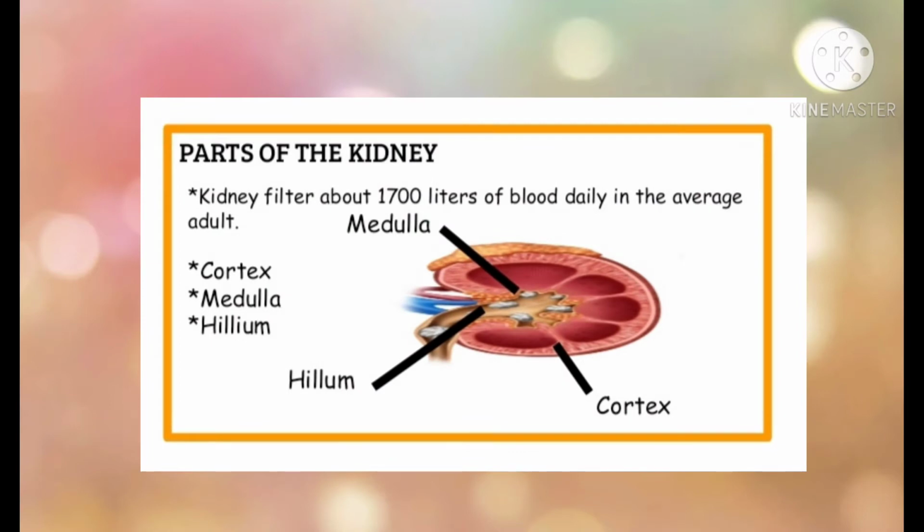Parts of the kidney. Kidneys filter about 1,700 liters of blood daily in the average adult. Here are the parts of the kidney: cortex, medulla, and hilum.